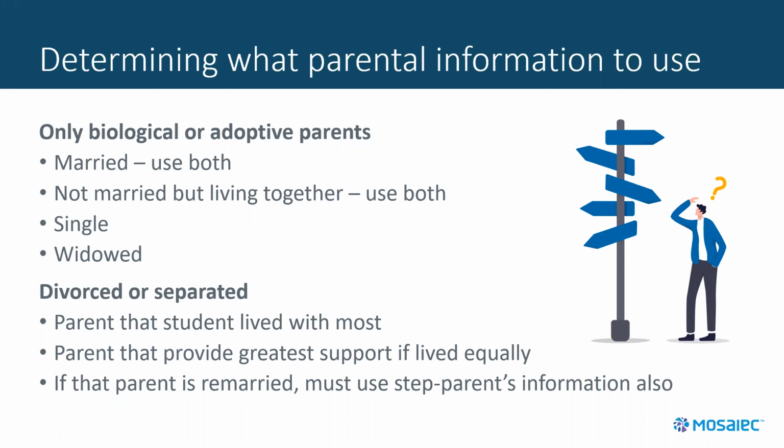Now, if you live with both parents equally, then you would provide the information for the parent that provided the most support for you during the prior 12 months before filling out your FAFSA form. If you answer that question and say, oh, yes, that was my mom, I live with my mom the most, and your parent is now remarried, then you must also use the stepparent's information. So it would be your biological or adoptive parent, and if they are divorced or separated from your biological parent, but there is now a stepparent involved, then you would include that information as well.